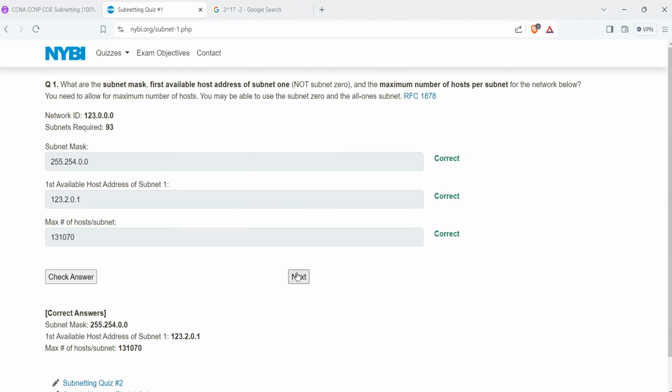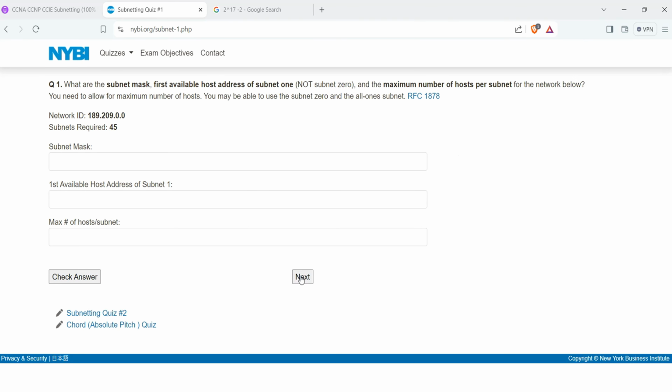So this is how we do it. So let's do one more. Okay, 45 networks. 2 to the 5 is 32. 2 to the 6 is 64. Subnet mask is 255, 255. Okay, we borrowed 6 bits, right? 128, 64, 32, 16, 8, 4. It's a 252. Dot 0.